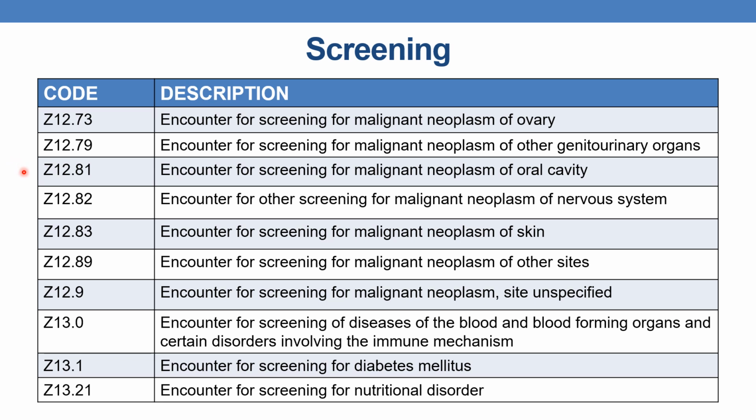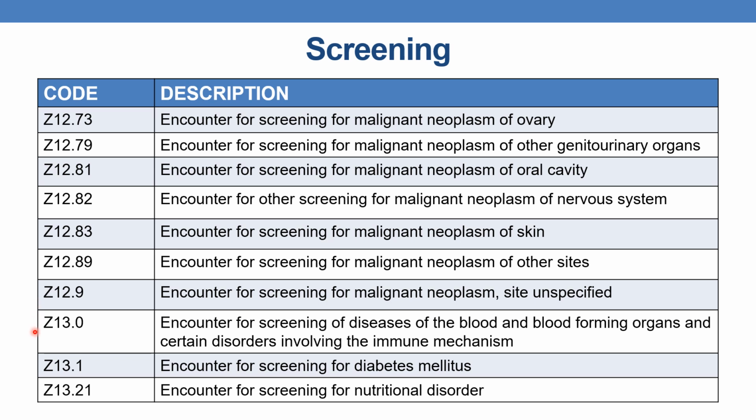The next code is Z12.81. It deals with encounter for screening for malignant neoplasm of oral cavity. The next is Z12.82. Encounter for other screening for malignant neoplasm of nervous system. The next is Z12.83. It deals with encounter for screening for malignant neoplasm of skin. The next is Z12.89. Encounter for screening for malignant neoplasm of other sites. The next is Z12.9. Encounter for screening for malignant neoplasm site unspecified.